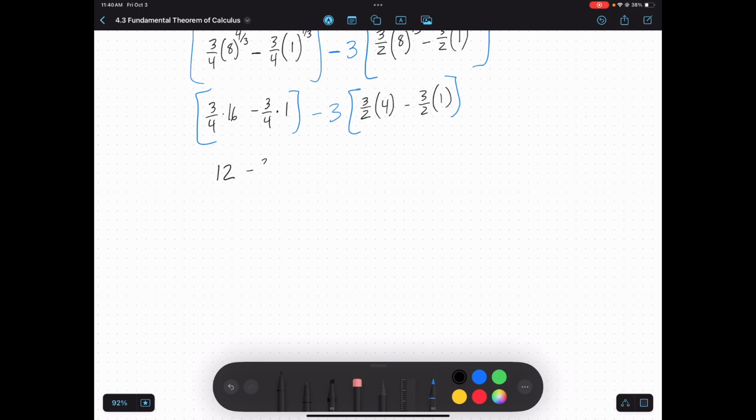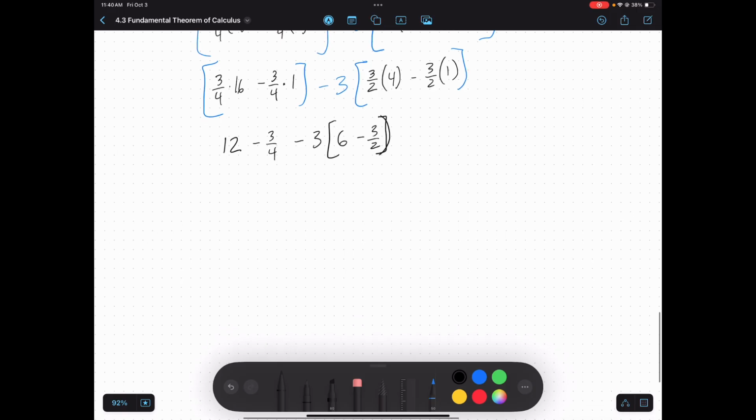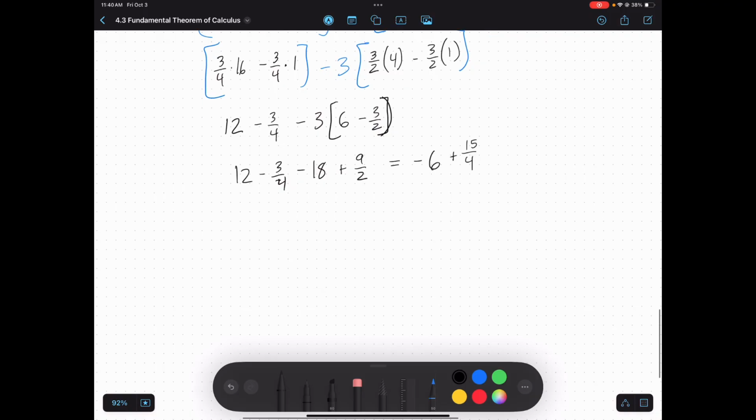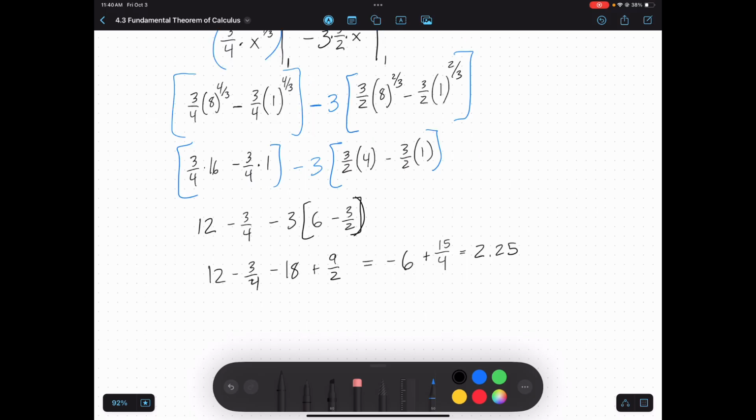I get 12 minus 3/4 minus 3/2 times 4, which is 6. So I get minus 3 times 6 minus 3/2. Distribute that negative 3, and I get 12 minus 3/4 minus 18 plus 9/2. Simplify it, add my fractions, and I get negative 6 plus 15/4, which ends up equaling 2.25.